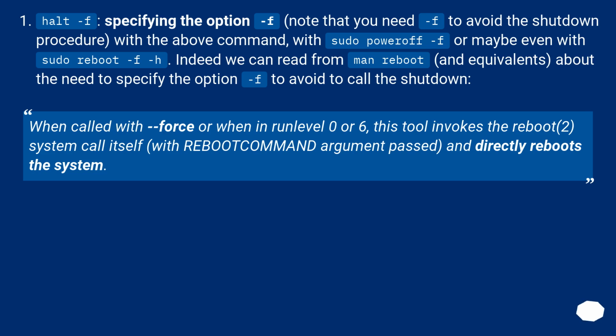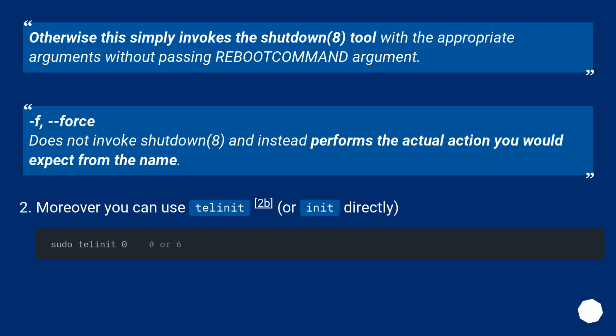When called with force or when in run level 0 or 6, this tool invokes the reboot system call itself, with reboot command argument passed, and directly reboots the system. Otherwise, this simply invokes the shutdown 8 tool with the appropriate arguments without passing the reboot command argument. -f, --force does not invoke shutdown 8 and instead performs the actual action you would expect from the name.